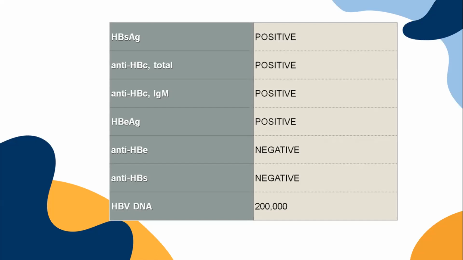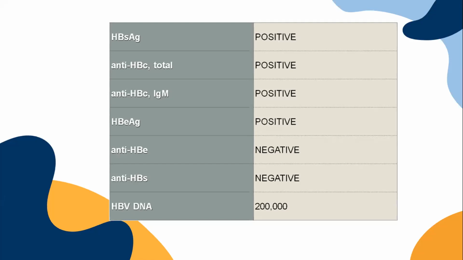Anti-HBs also shows negative, and again, ideally, we'd want it to be positive because a positive result would mean that there's immunity and that this patient is protected. But because it's negative, this means that he's not protected from the virus and can get infected.